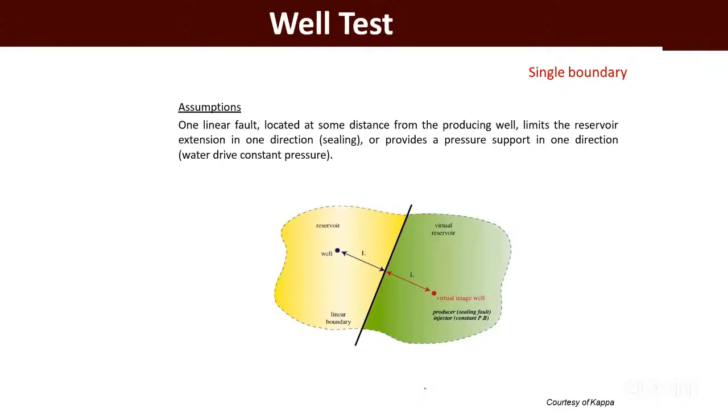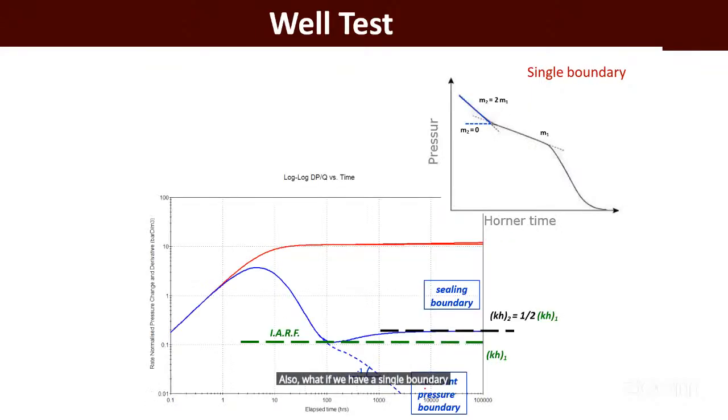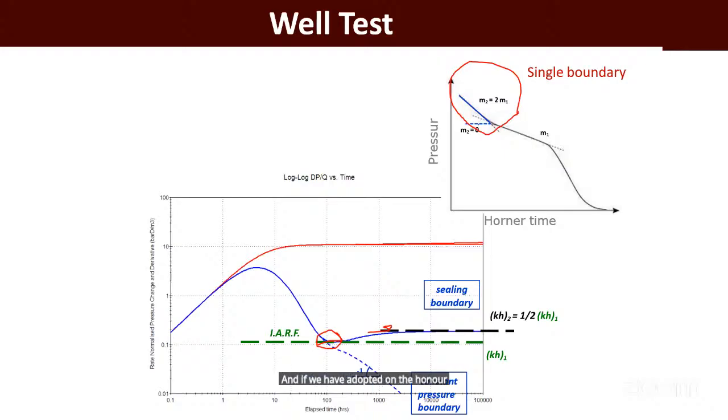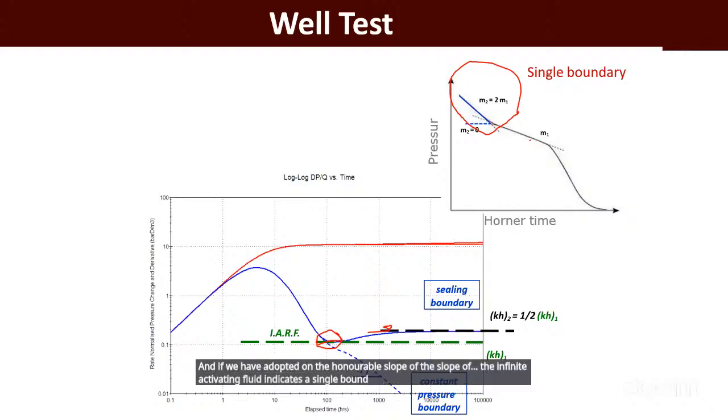Also, what if we have a single boundary or a single fault? It can be identified like this. It will have a small infinite acting radial flow, then it will increase a little bit. And if we have a double slope, the double of the slope of the infinite acting radial flow, it indicates a single boundary or a fault boundary.